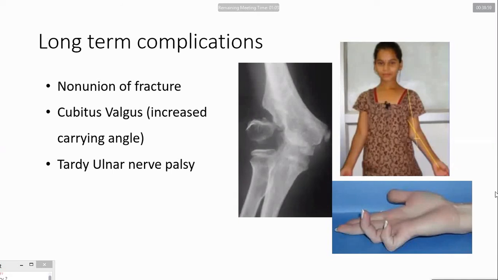So as I told earlier, as this deformity goes on increasing, the nerve around the medial aspect of the elbow, that's the ulnar nerve, goes on stretching. As it stretches over a long period of time, it will cause ulnar nerve palsy, leading to tardy ulnar nerve palsy. Tardy means slow. Slow ulnar nerve palsy occurring in cubitus valgus as a consequence of lateral condyle fracture.